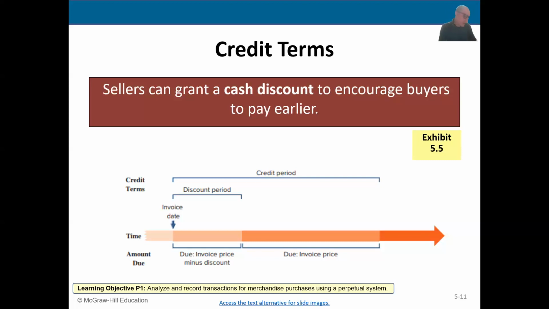And of course, you'll see the invoice date. That's when the purchase was made. If I pay that invoice amount within that discount period, I owe the amount minus the discount amount, right? In other words, I keep that difference. Otherwise, I owe the entire amount at the end of the 30 days. So that's what we call credit terms.